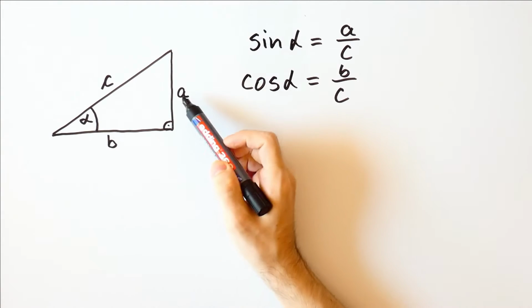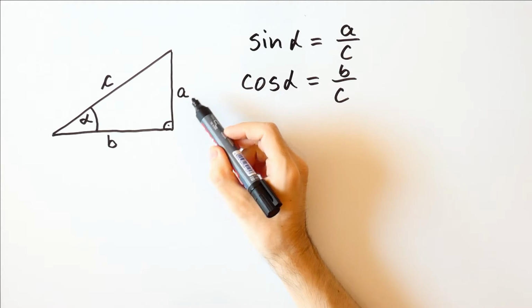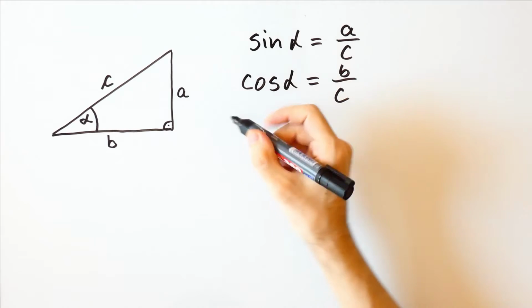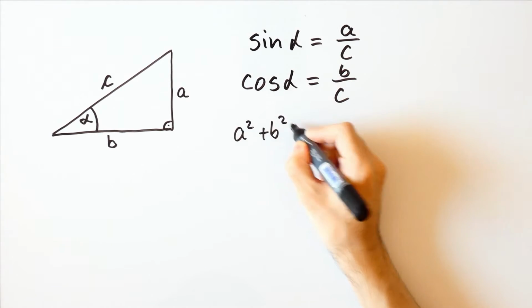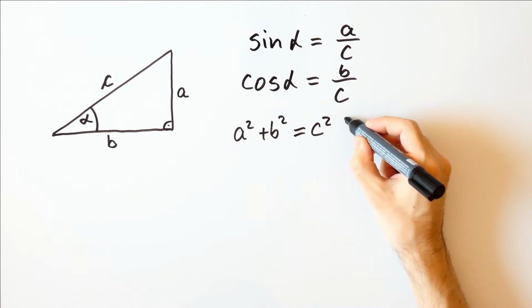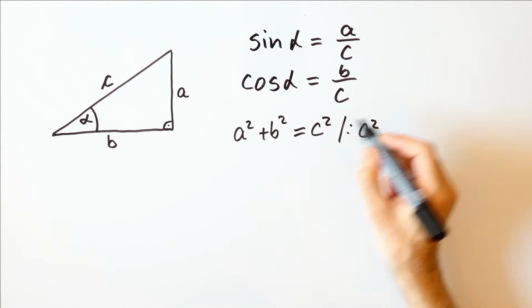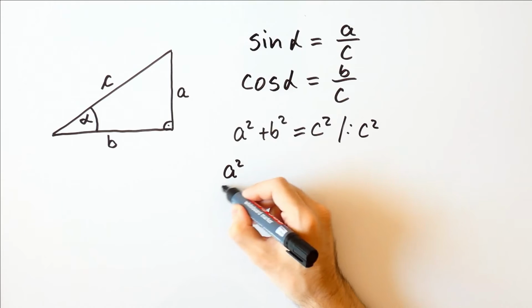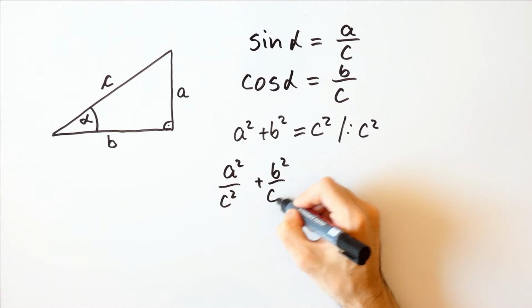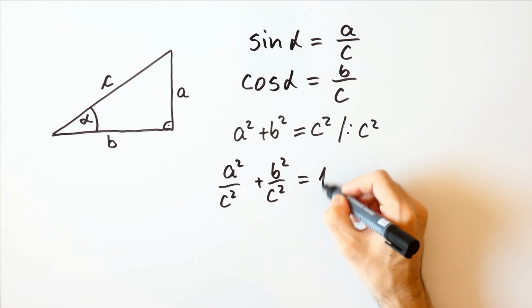Since this is a right triangle, from the Pythagorean theorem, we know that a squared plus b squared is equal to c squared. And if we divide both sides by c squared, we get a squared over c squared plus b squared over c squared is equal to 1.